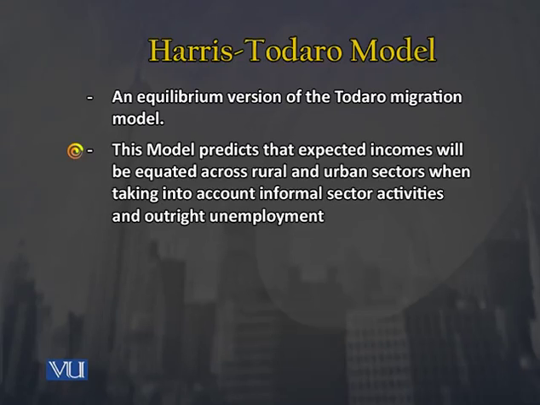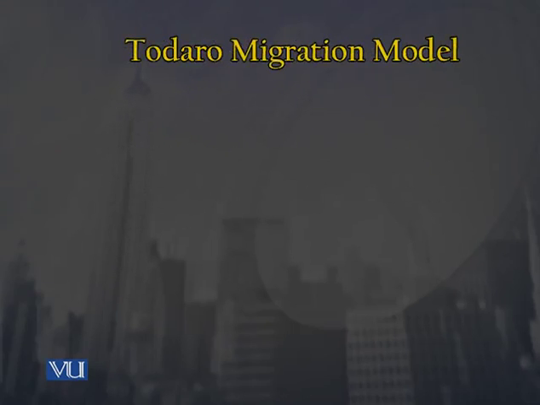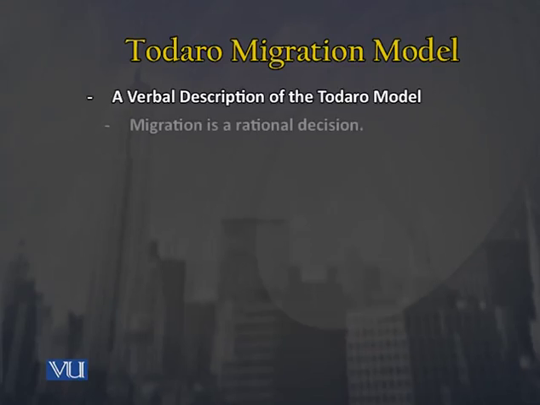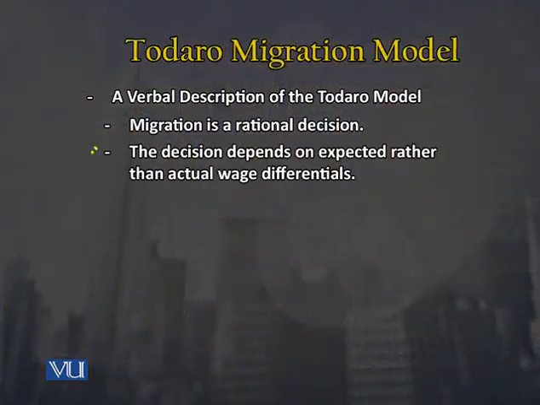So we will be explaining in terms of the equilibrium model, in which the informal sector will also be accounted for. Getting into the details of the Todaro migration model, the verbal description goes like this: migration is basically a rational decision in which people take into account the net present values and give themselves reasons in order to support their decision whether to migrate to a certain place or not.